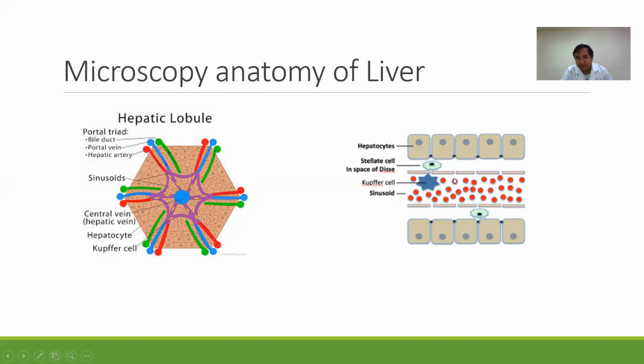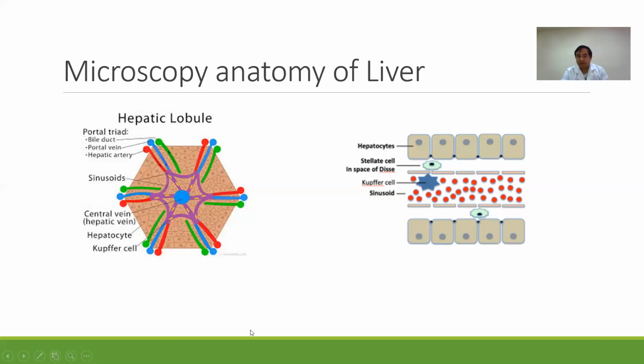If we go into more detail of the microscopic anatomy of the liver, you see these are the capillaries and these are the endothelial cells. In between the endothelial cells and the hepatocytes, there is a potential space. This is the space of Disse, which contains the stellate cells. It is one of the non-parenchymal cells. Once activated, it can go into progressive inflammation and can cause fibrosis.